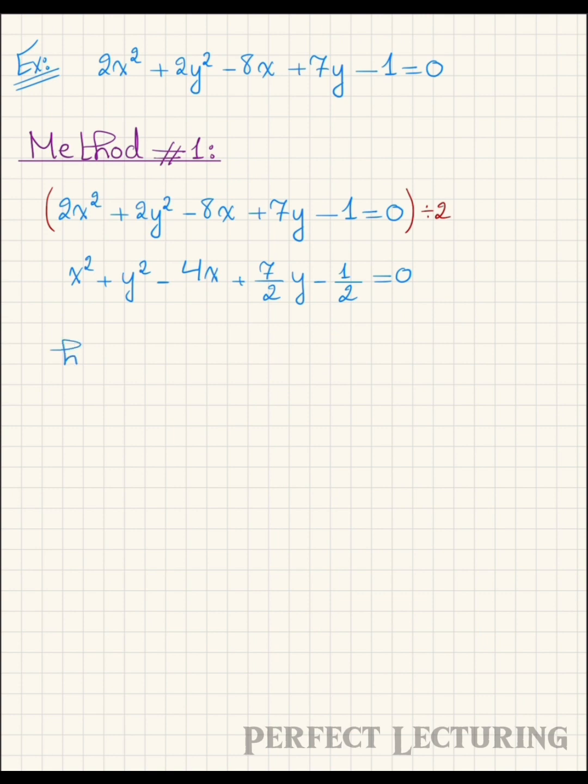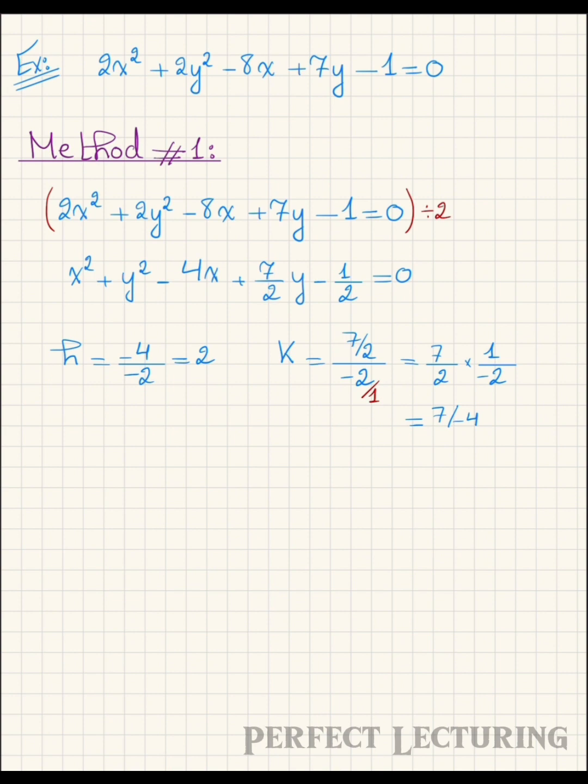So h is the coefficient of x, which is minus 4, divided by minus 2, that is 2. K is the coefficient of y divided by 2, so it is equal to 7 over 2, all of it divided by negative 2. We can write negative 2 as negative 2 over 1, so this becomes 7 over 2 multiplied by the reciprocal of negative 2 over 1, which is 1 over negative 2, and we end up with 7 over negative 4.